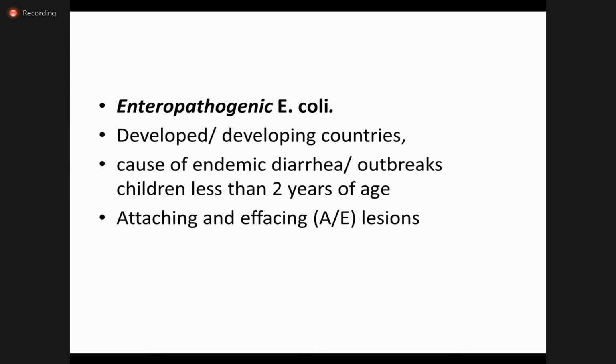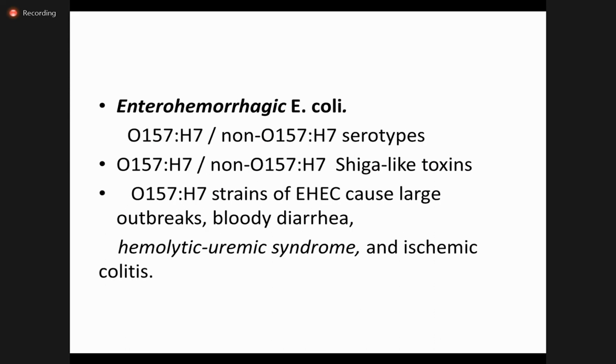Then enterohemorrhagic E. coli is very, very important. O157:H7 is a serotype that also produces the Shigella-like toxin. And it causes bloody diarrhea and also causes hemolytic uremic syndrome and ischemic colitis.